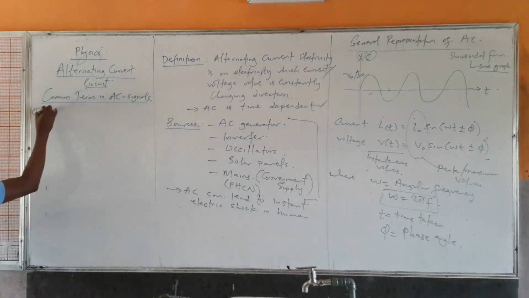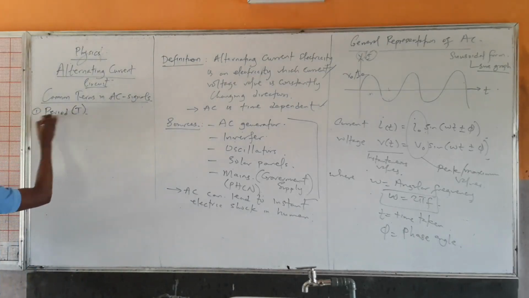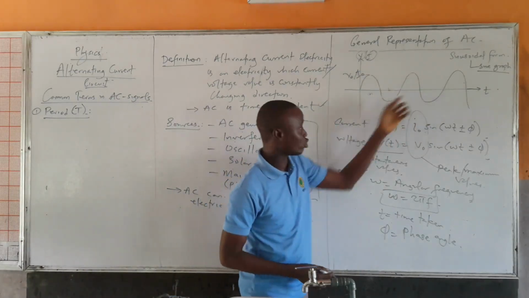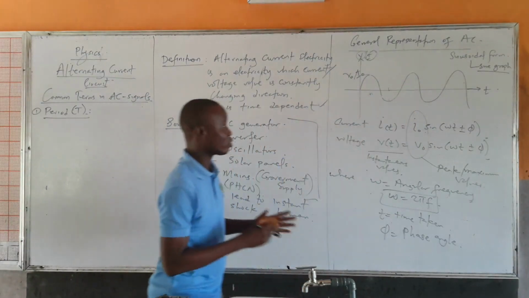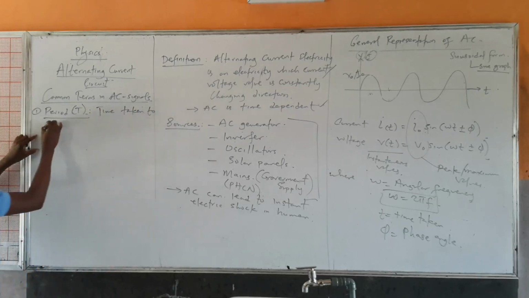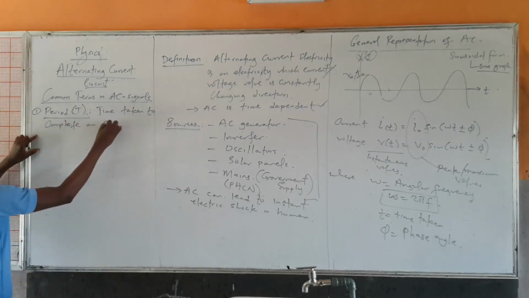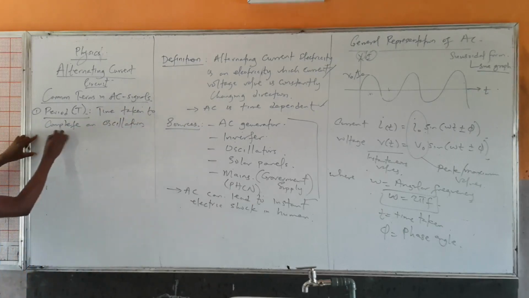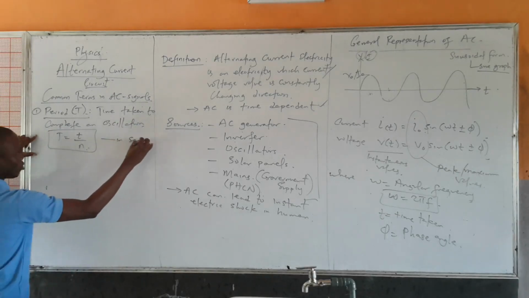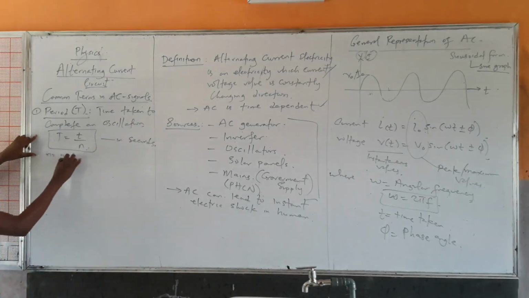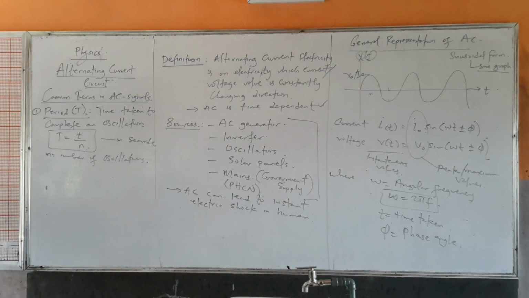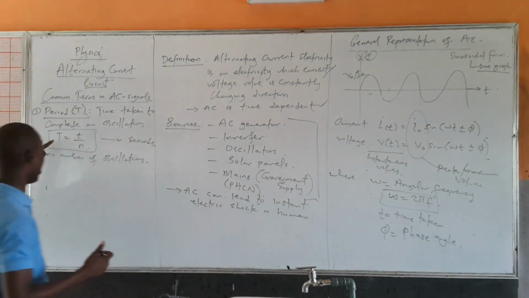For example, we have the period, capital letter T. Of course, this is one oscillation, this is another oscillation. The time taken to complete a particular oscillation is your period. The period T is the time taken to complete an oscillation, which is measured in seconds. N there is the number of oscillations that we have. So the time taken to complete a particular oscillation is the period of the signal.